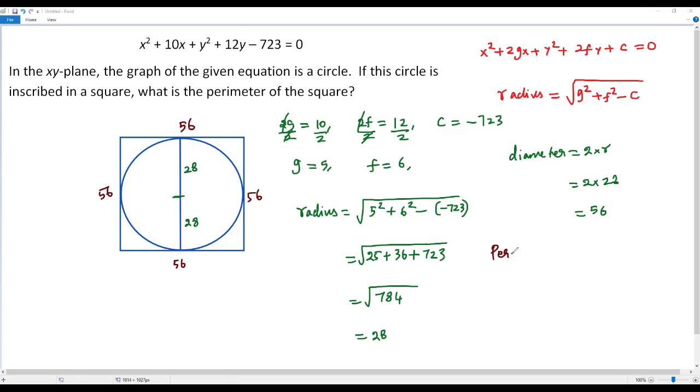Now let's get the perimeter of the square. Let me write it over here. Perimeter of square. To get the perimeter of a square, we have to add the lengths of all the 4 sides. Otherwise, we can multiply one of the sides by 4. That is 4 times the length of one of the sides of the square, that is 56. 4 times 56 is 224 units. Here I got the perimeter of the square. It is 224 units.